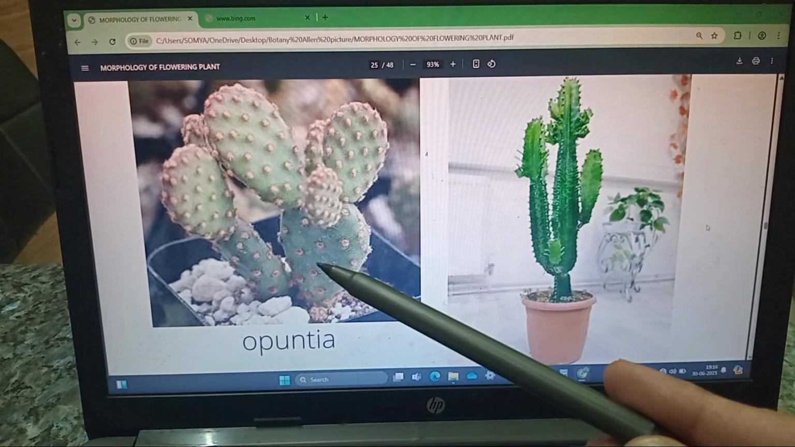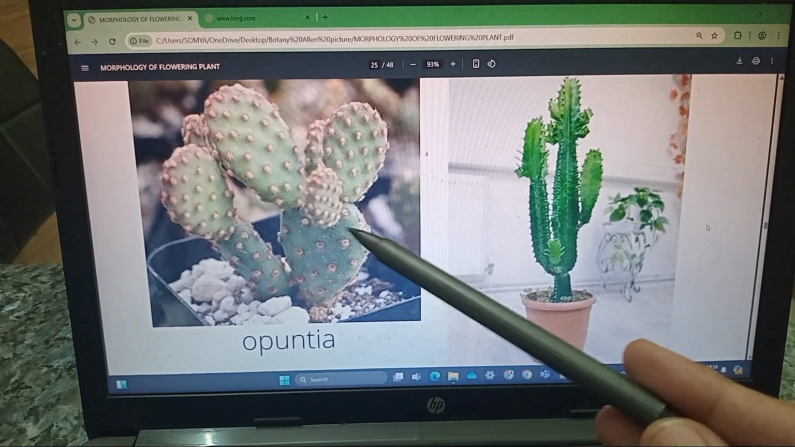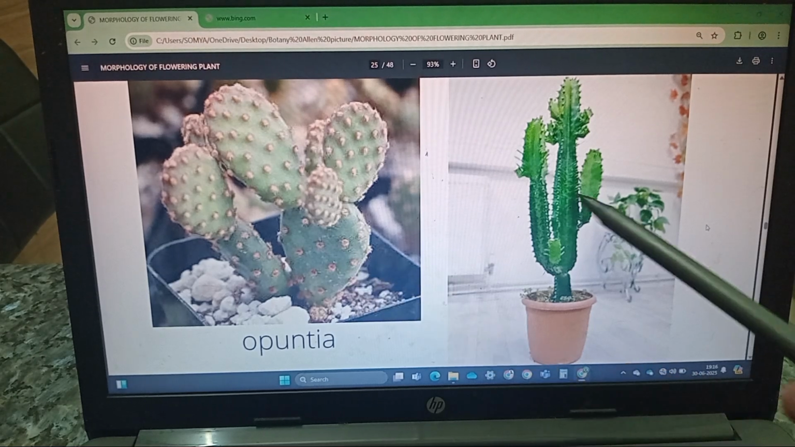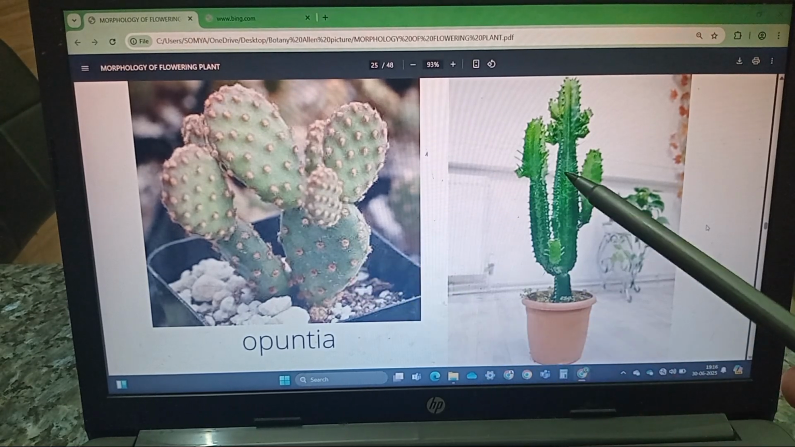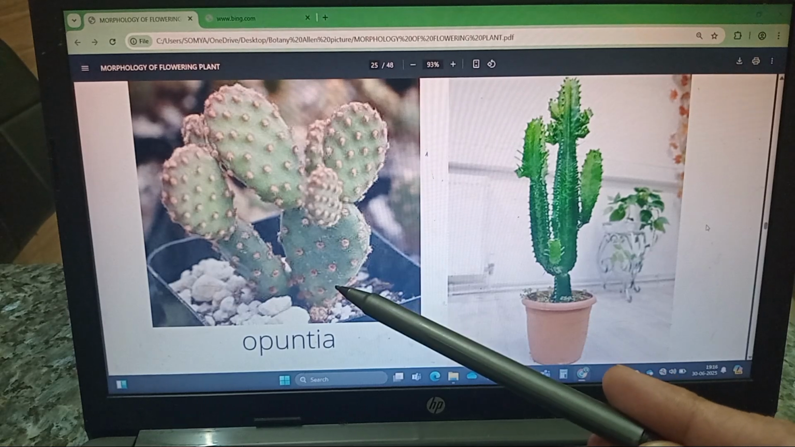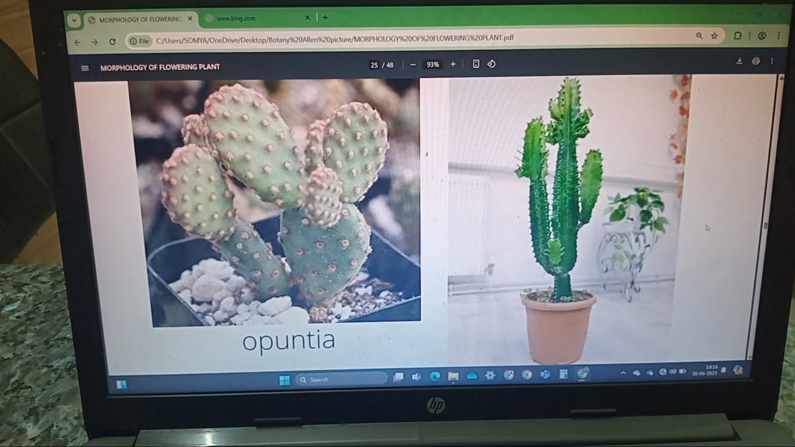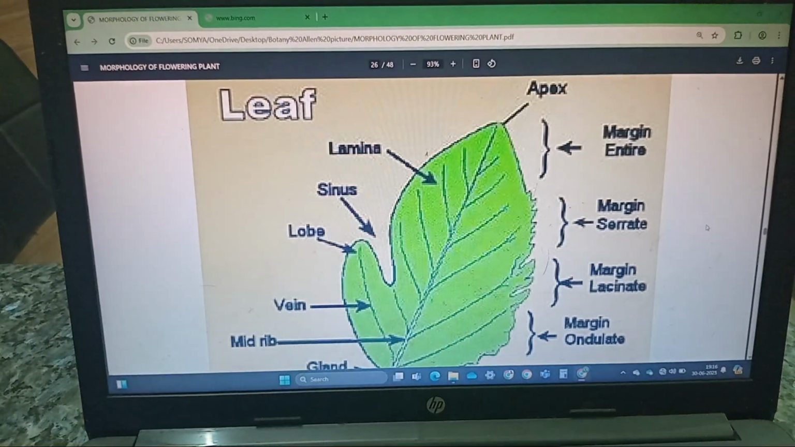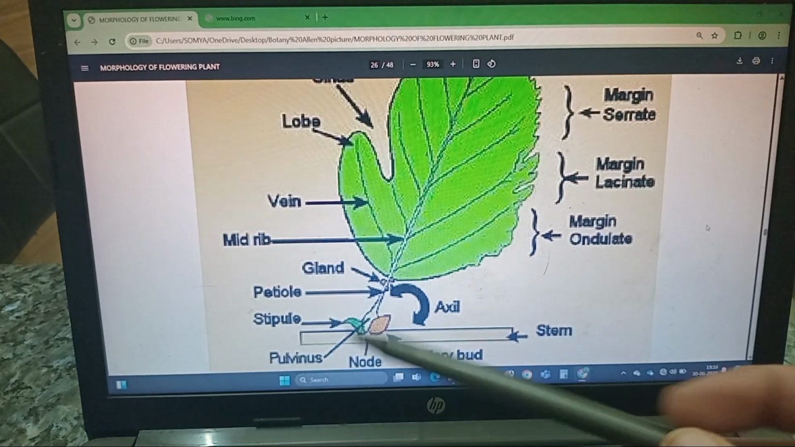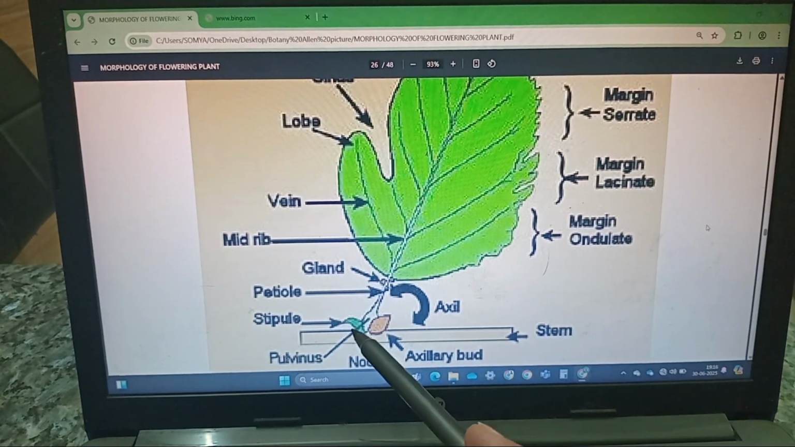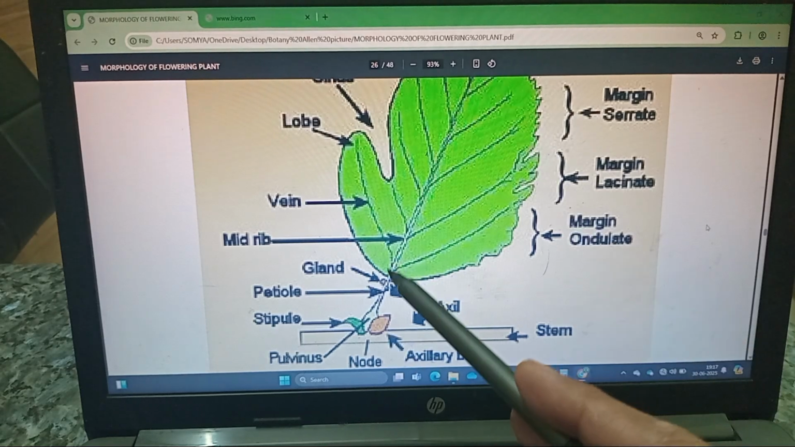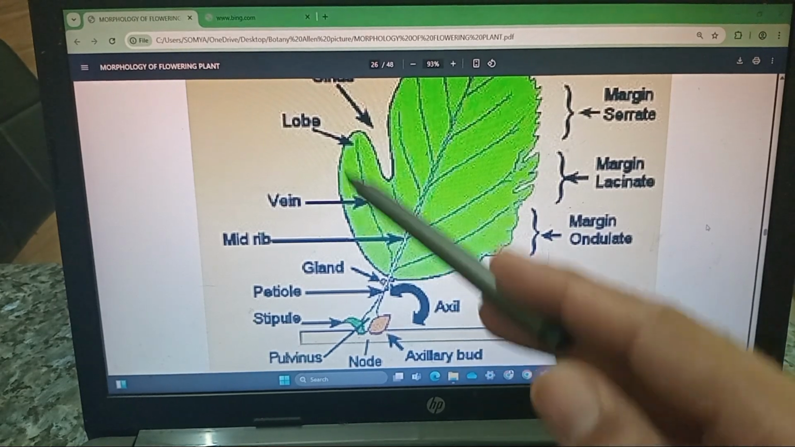Here it is opuntia. This is a flat green structure. This is fleshy. Both are fleshy. Both the leaves are modified into the spines. This is phylloclade, euphorbia and opuntia. If you see the structure of a leaf, the leaf has stipules, petiole, the bud, the lamina, the midrib, and various incisions.